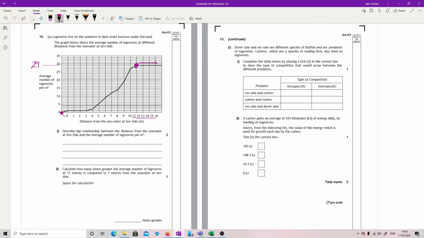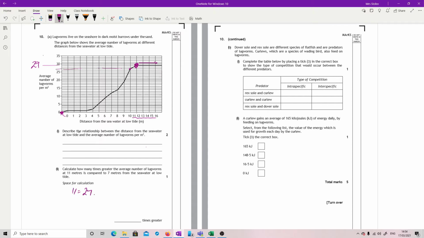Okay. Calculate how many times greater the average number of lugworms at 11 metres is compared to 7. Right, this is where it's going to get a little bit dodgy with this graph not being perfect. But okay, here's 11. Me counting back to work that one out. Okay, taking this over. That's it. So at 11, it's 27.